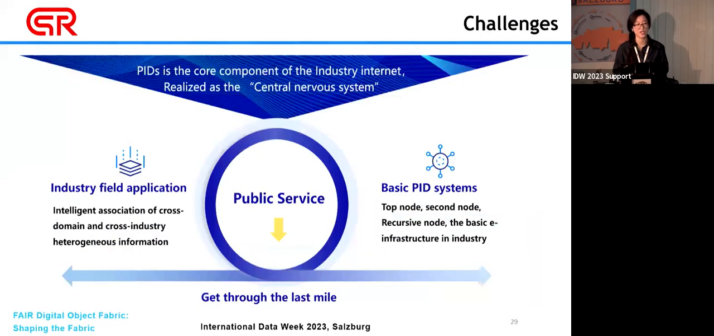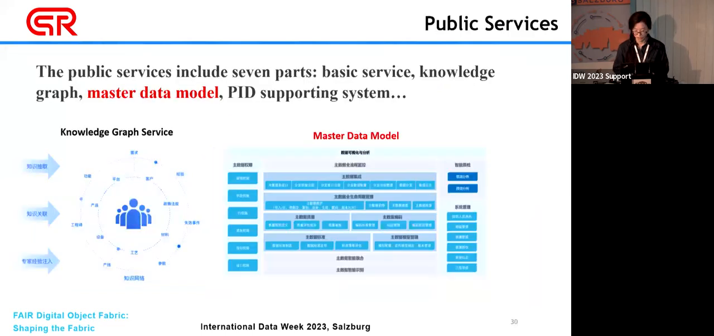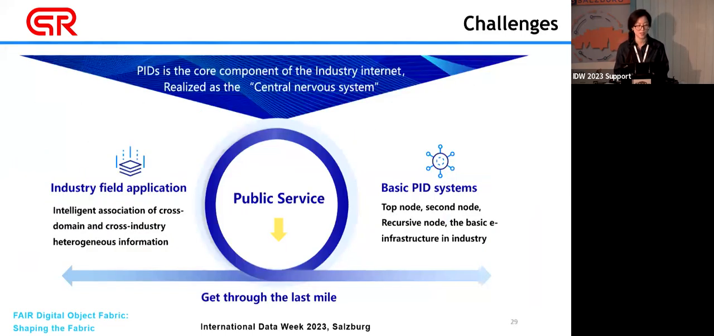So in China, PIDs are the core component of the industrial internet, and they are realized as the central nervous system. So what we are doing is in the center, this is the public service. For industry, the researchers do not know how to interwork with the PID systems. They do not know some components of the PID system, but they do really have requirements for using DOs and using the PID systems. But for industry, the scenarios are very complex compared to our science.